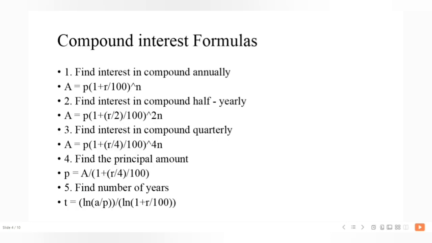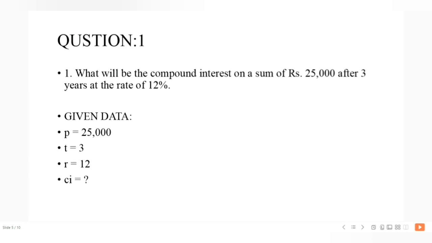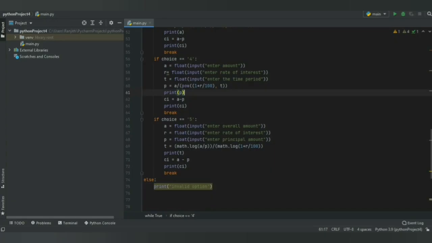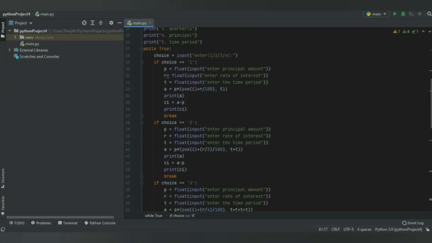And next, there are 5 formulas. First one for compound annually, and second one for compound half yearly, and third one for compound quarterly, and fourth one for principal amount, and fifth one for find the number of years. There are some sample questions. Now we are going to see how to write the program, and I will explain this. I already wrote the program, just now explained.